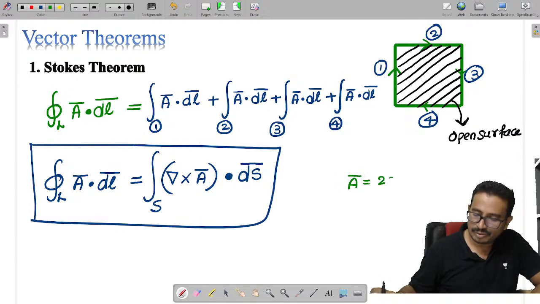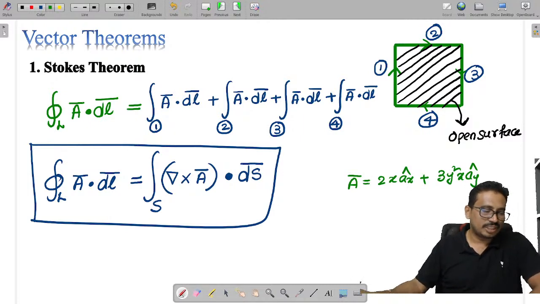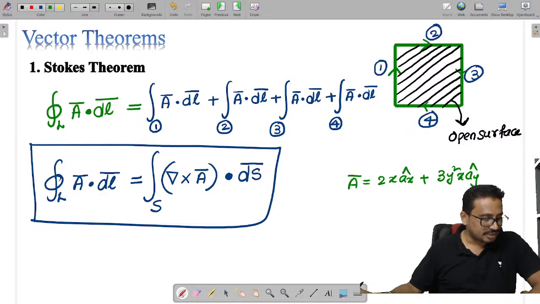If we have 2x into ax cap plus 3y square into ay cap, this vector has components only along the x and y directions. In this case we have a theorem, and that theorem is called Green's theorem.